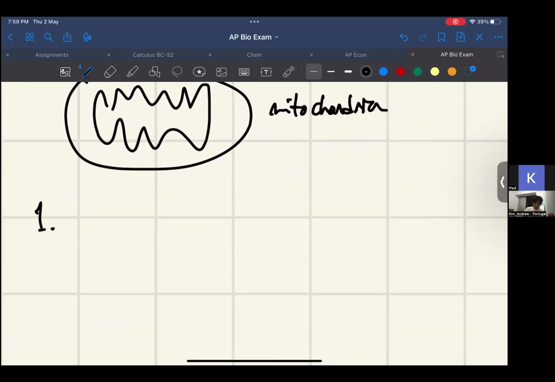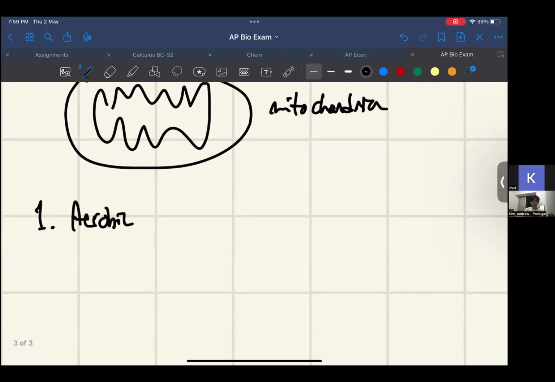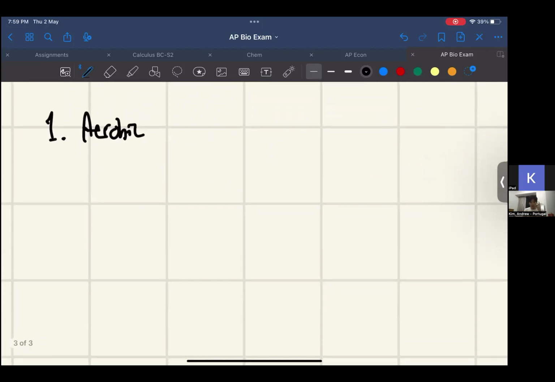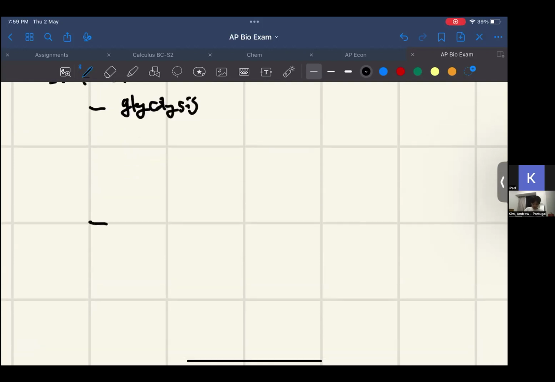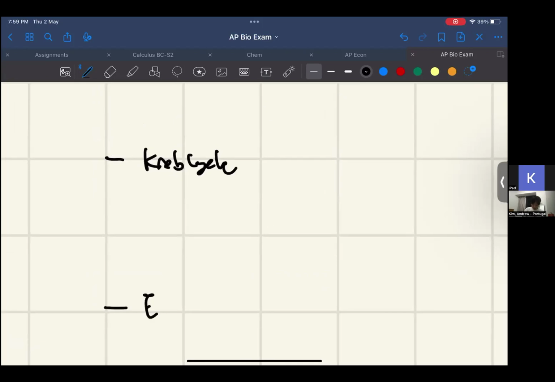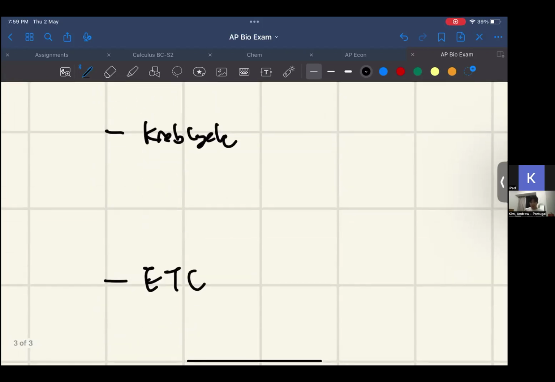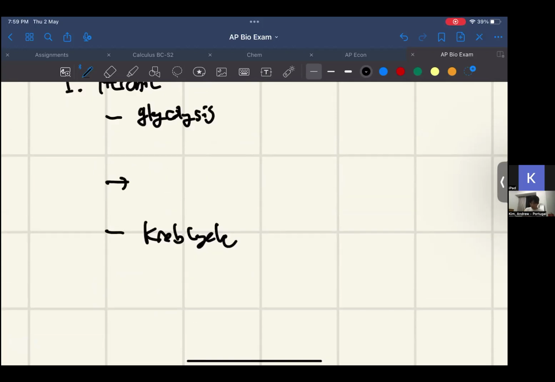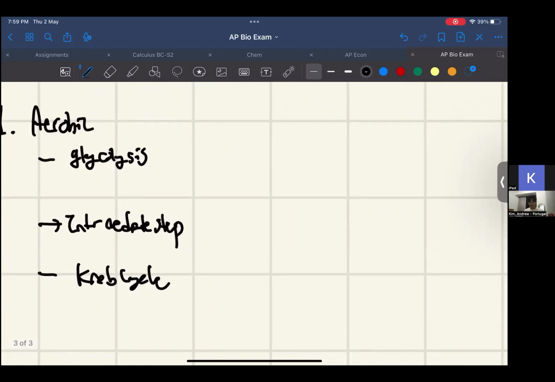So number one, aerobic. Now, in aerobic respiration, there are three big parts and one intermediate part, okay? So the first step of aerobic respiration, out of the three steps, is called glycolysis. The second step is called Krebs cycle. And last is called ETC, or electron transport chain. And in the middle, you do have an intermediate step. So let's have a look.